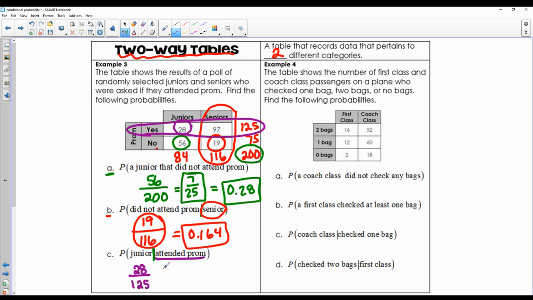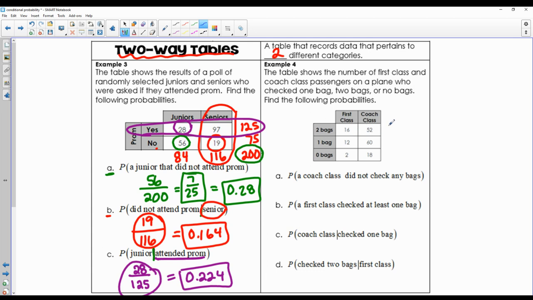All right, and then again, I'm checking my calculator right here to see if I can simplify that. And you cannot simplify that, so that's fine, or you could write it as a decimal, 0.224. Okay, this is the exact same problem. Let's look at this one next.